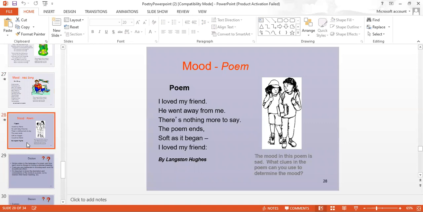The poem. I loved my friends. You went away from me. There's nothing more to say. The poem ends. Soft as it began, I love my friend by Langton Hughes.